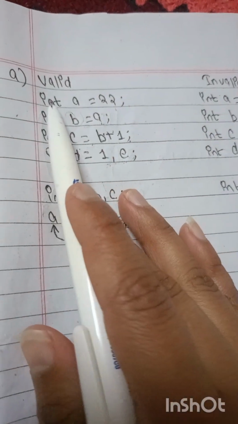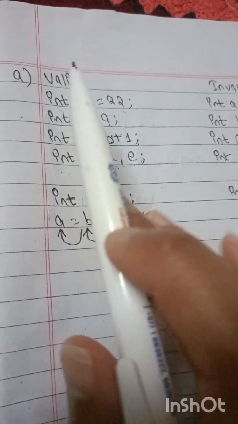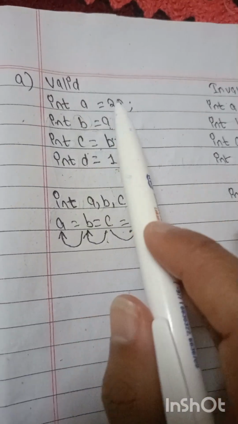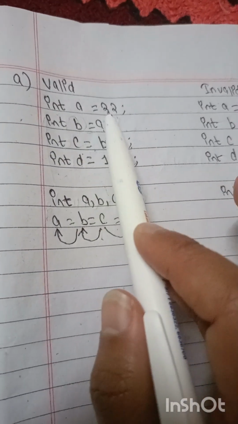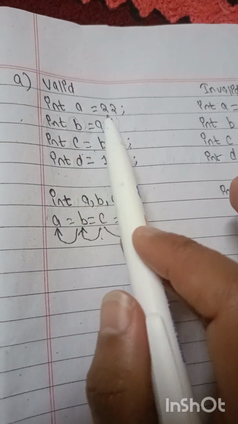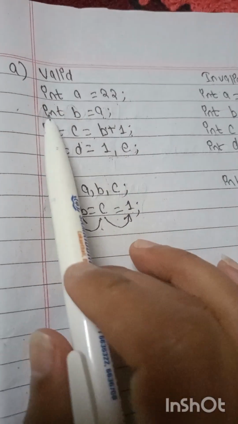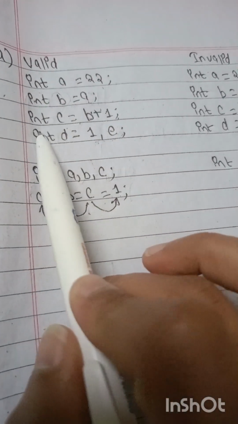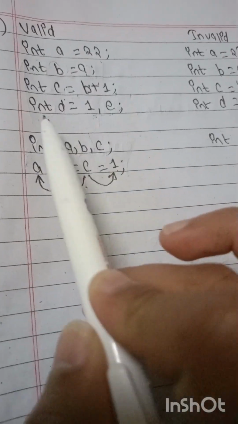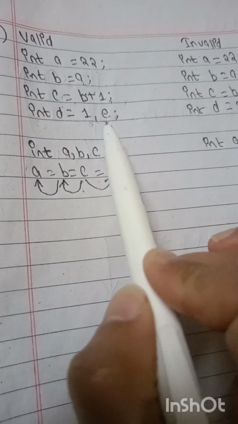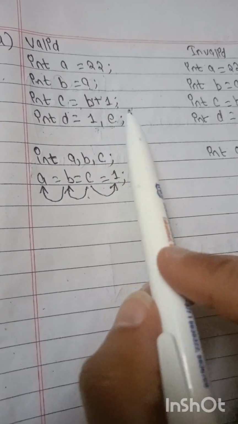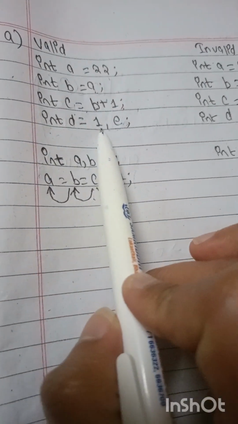First of all, you can see we have declared our variables. You can declare your variables and assign your values like this: int a = 22, b = a, int c = b + 1, int d = 1, and this variable we have not assigned a value, and that's okay to write this way.